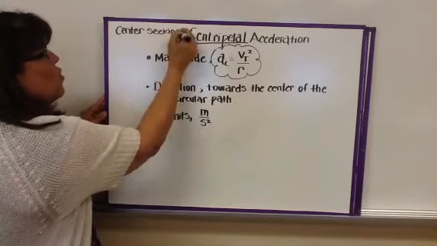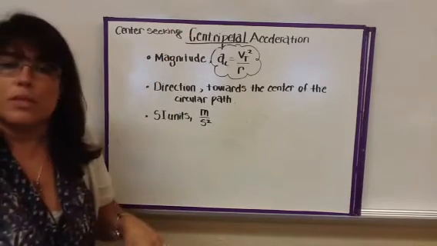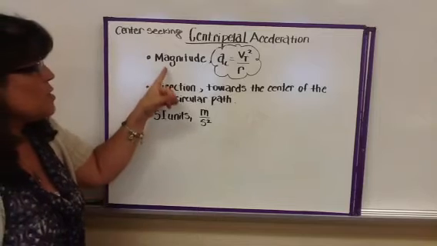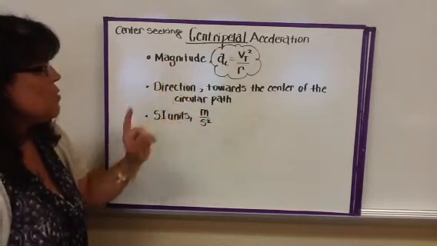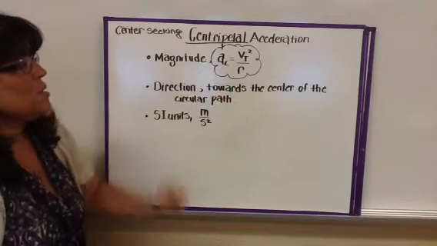Okay, so it's always going to be pointing towards the center of the circle. So first let's talk about the magnitude, because acceleration is a vector. It has a magnitude and a direction. Well, the magnitude comes from this equation.